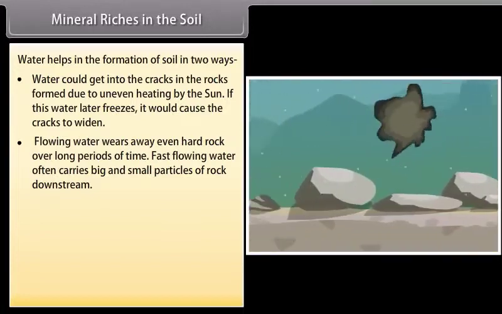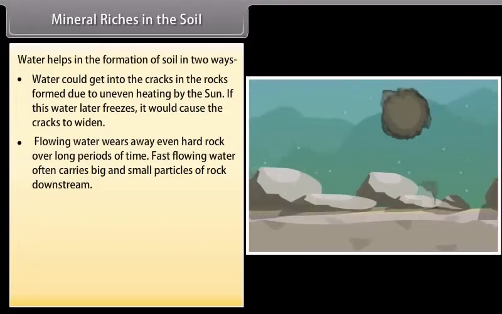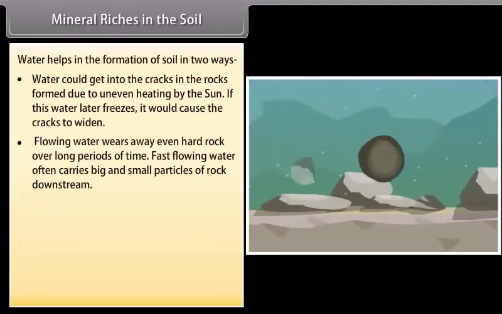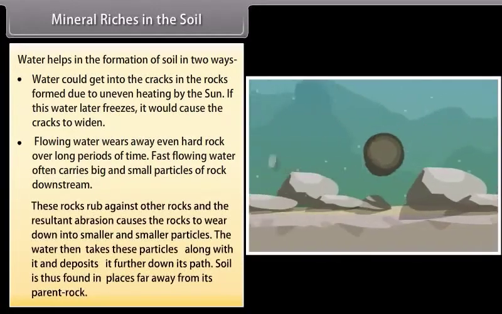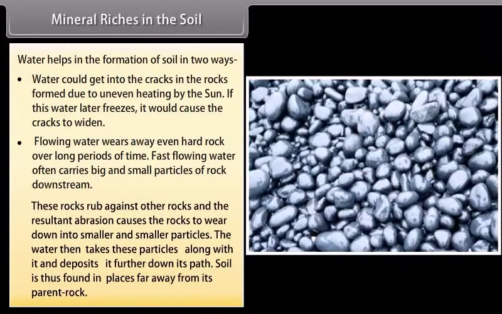Fast-flowing water often carries big and small particles of rock downstream. These rocks rub against other rocks, and the resultant abrasion causes the rocks to wear down into smaller and smaller particles. The water then takes these particles along with it and deposits them further down its path. Soil is thus found in places far away from its parent rock.